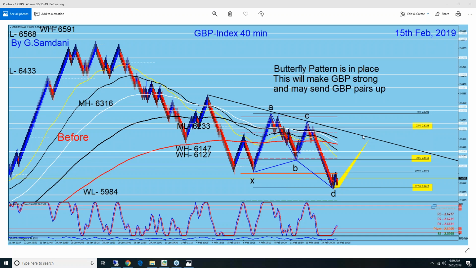And I said we're gonna bounce at least. First target usually is the trendline, second would be this high, third would be breaking this high and going all the way to the upside. So what happened to this chart?